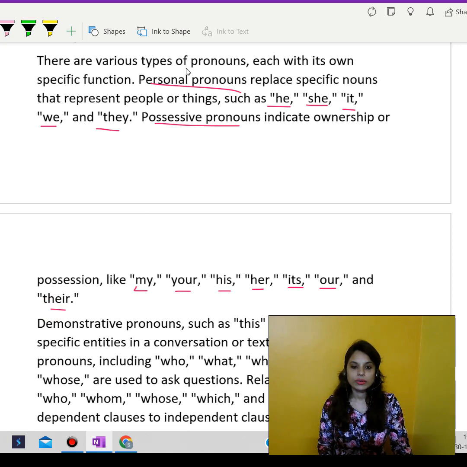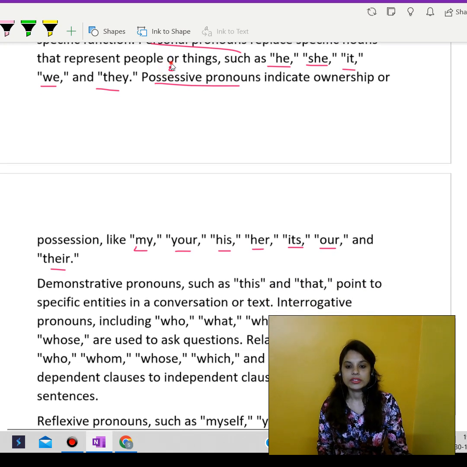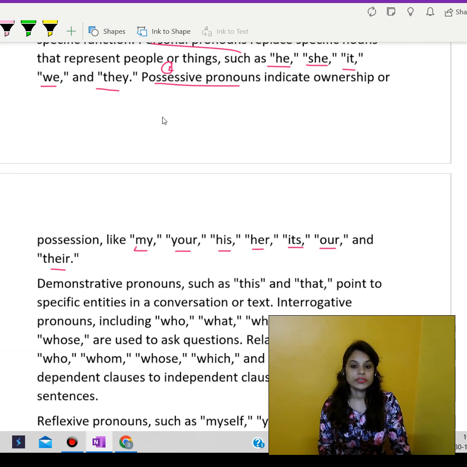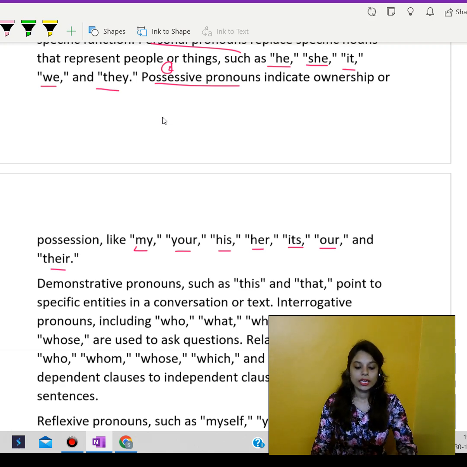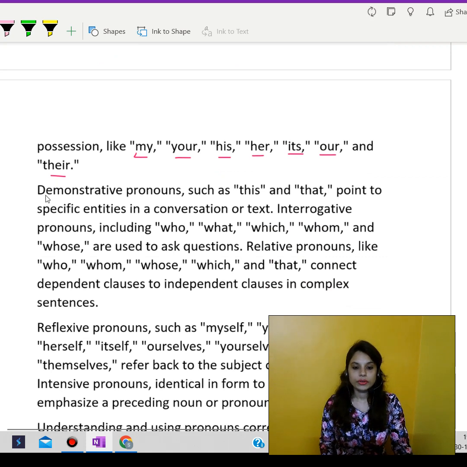So first we got to see personal pronouns, that is one type. Secondly, we got to see possessive pronouns. Let's discuss what possessive pronouns are. You got the examples, but they basically indicate the ownership or possession of something. Thirdly, we are going to focus on demonstrative pronouns like this, that.